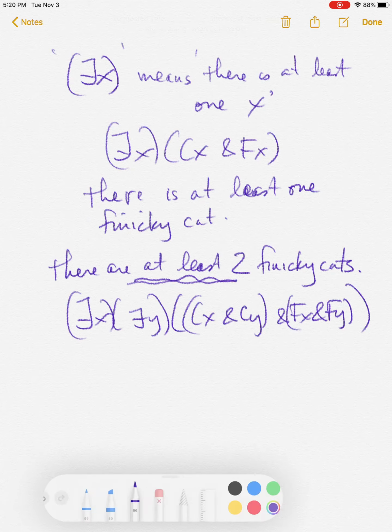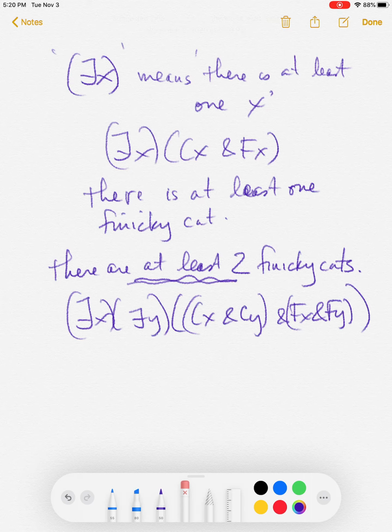So what we're going to do is add this two-place predicate identity to our language. And furthermore, x and y are different. It's not the case that x is identical with y. We have to put that in because using different variables doesn't necessarily commit us to there being more than one finicky cat.